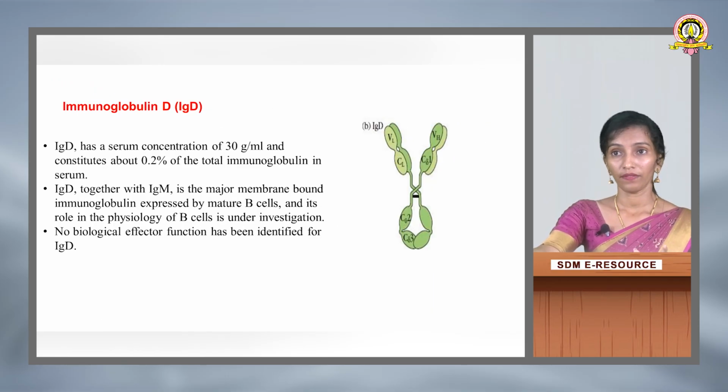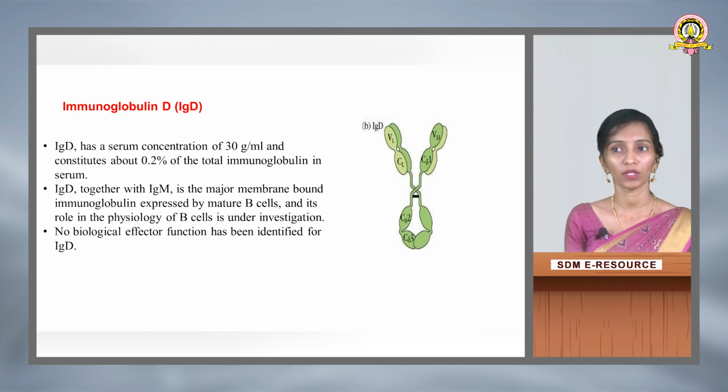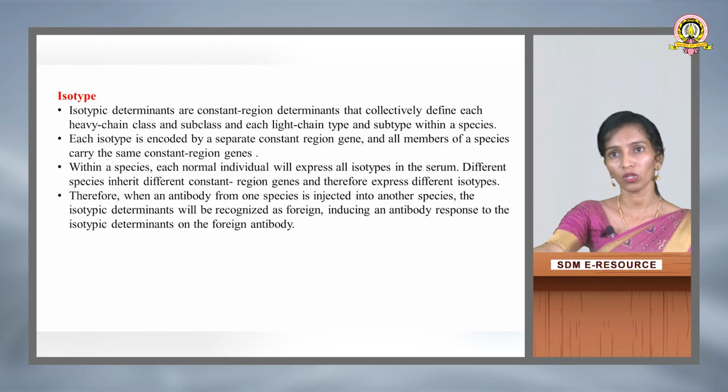The last classification of antibody is immunoglobulin D or IgD. IgD has a serum concentration of about 30 μg per ml and constitutes about 0.2% of total immunoglobulin present in the serum. IgD together with IgM is a major membrane-bound immunoglobulin expressed by mature B cells, and its role in the physiology of the B cell is under investigation, but till now no biological effector function has been identified for the IgD immunoglobulin molecule.